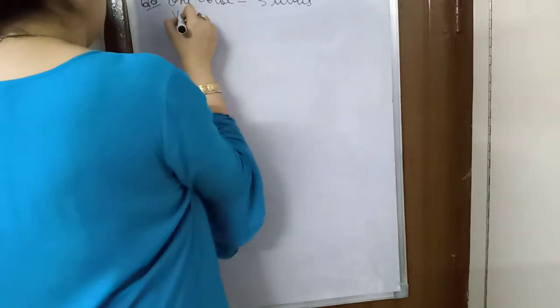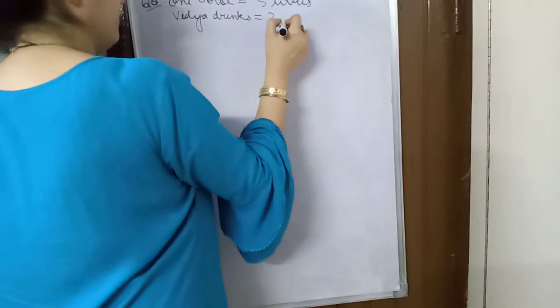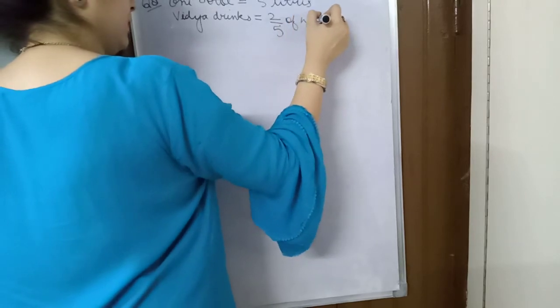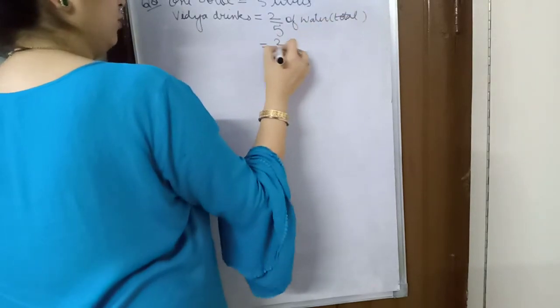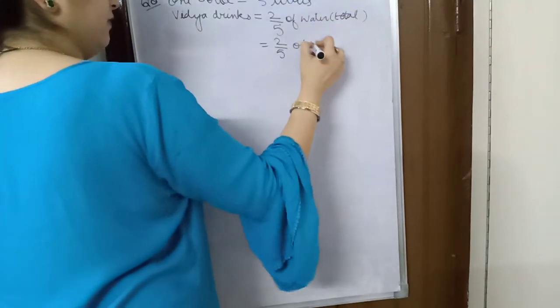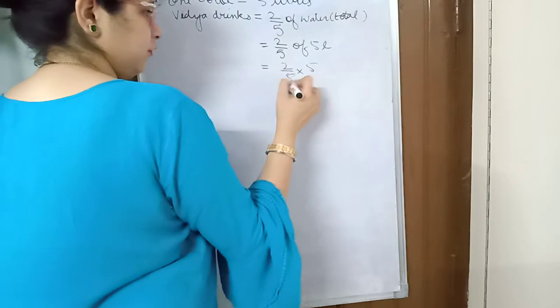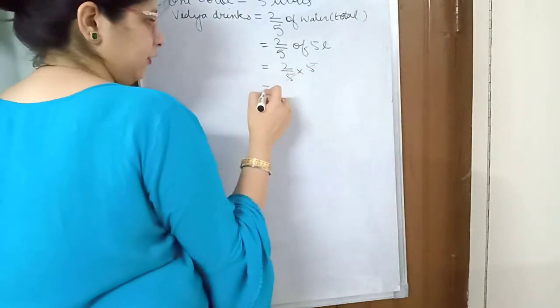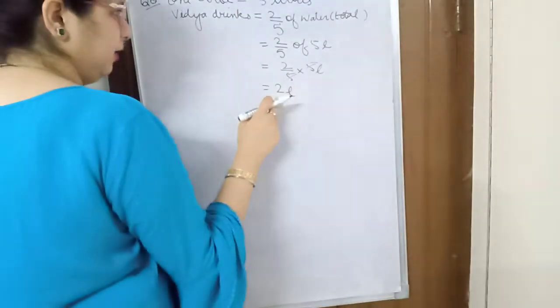Now after that they are saying Vidya consumed 2/5 of the water, Pratap consumed the remaining water. Vidya drank how much water? 2/5 of the water present in the bottle. The total water present in the bottle was 5 liters. So what you will do? 2/5 of means multiply by 5. 5 cancelled. What are we left with? We are left with 2 liters. That means out of 5 liters, 2 liters are drunk by Vidya.